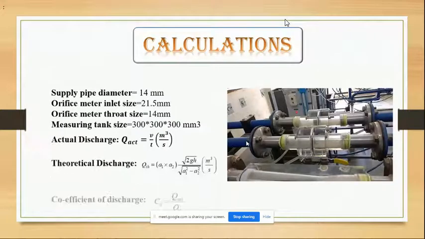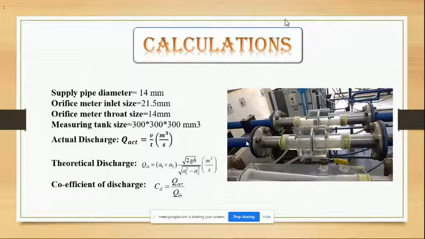The supply pipe diameter is 14 mm. The orifice meter inlet size is 21.5 mm. The orifice meter throat size is 14 mm. And the measuring tank dimensions are 300 by 300. Actual discharge Q actual is given by volume upon time taken. Theoretical discharge is equal to A1 A2 root 2gh upon root of A1 squared minus A2 squared, and the coefficient of discharge is Q actual upon Q theoretical.